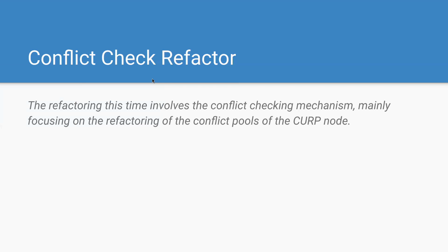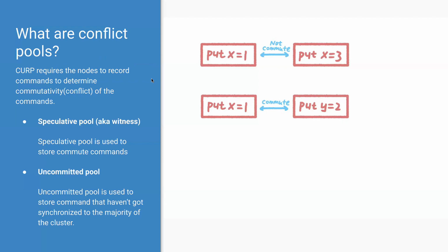Okay, the next part is the conflict check refactor. The refactoring this time involves the conflict checking mechanism, and it's mainly focusing on the refactoring of the conflict pools of the CURP node. I will begin by providing you with some context on the conflict pools in Xline.